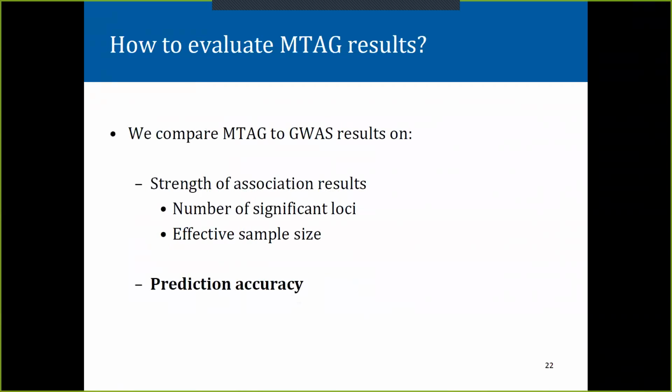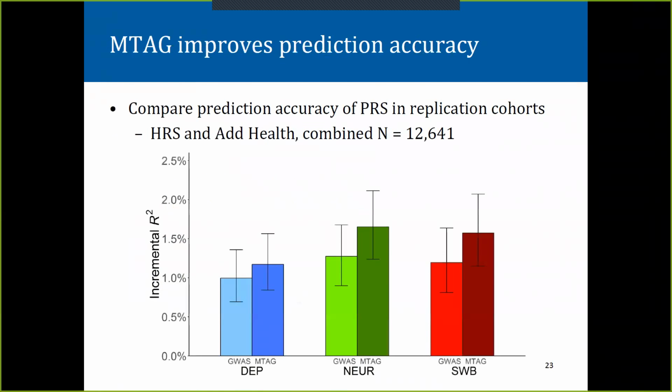If we want to look at prediction accuracy, I said that one of the great highlights for MTAG is that you can see big boosts in prediction accuracy. So moving on to slide 23, what I've plotted here is, for each of the traits, the incremental R squared for an LD-PRED polygenic score based on the GWAS summary statistics and based on the MTAG summary statistics for each of the traits.